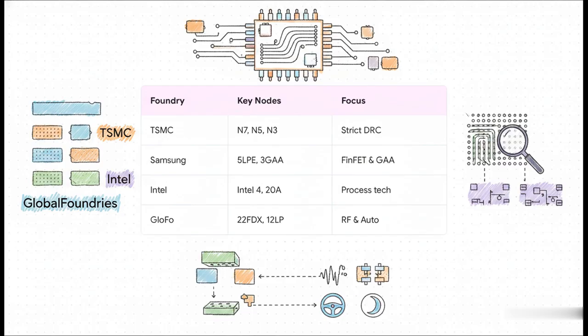Samsung Foundry enforces extensive decks for their advanced 3D transistor architectures, like FinFET and Gate-All-Around. Intel's rules, they're tightly coupled directly to their proprietary process tech. And GlobalFoundries tailors specialized PDKs to focus heavily on things like radio frequency, automotive, and low-power applications. Every single giant relies on massive proprietary DRC decks to make physical manufacturing actually happen.